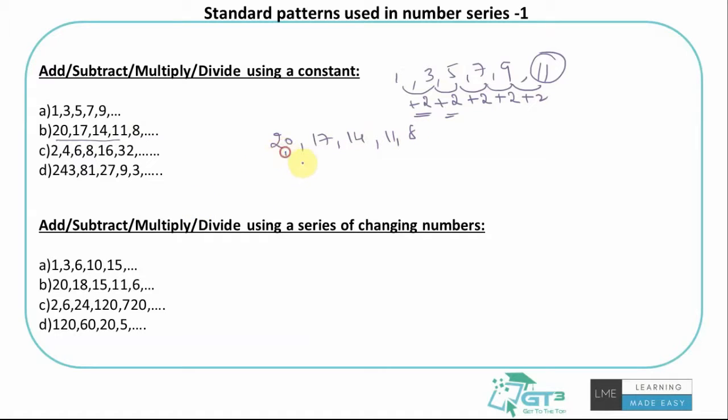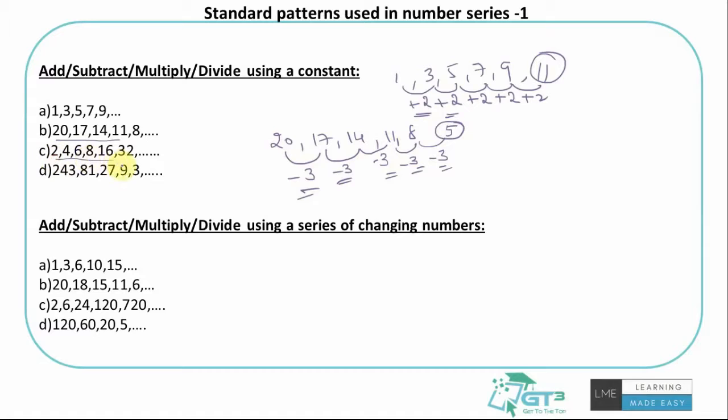So 20, 17, I have to subtract 3 to get 17, right? If I subtract 3 from 20, I'll get 17. Similarly, if I subtract 3 from 17, I'll land up with 14. If I subtract 3 from 14, I'll get 11. If I subtract 3 from 11, I'll get 8. So obviously the next would be 8 minus 3, that is 5. You see, I am subtracting a constant number to build this series.